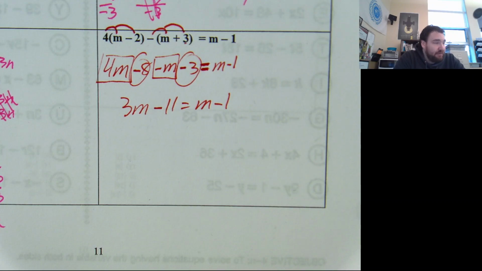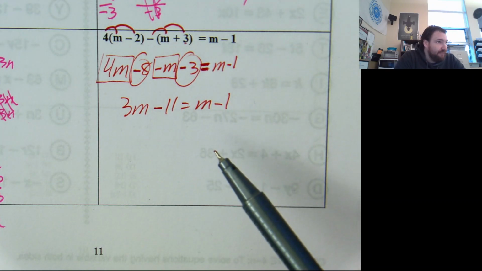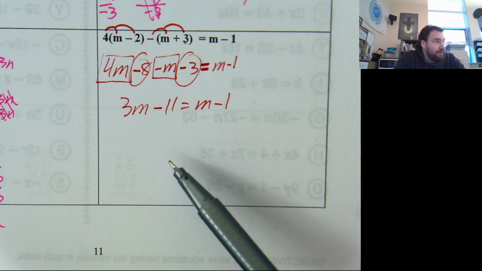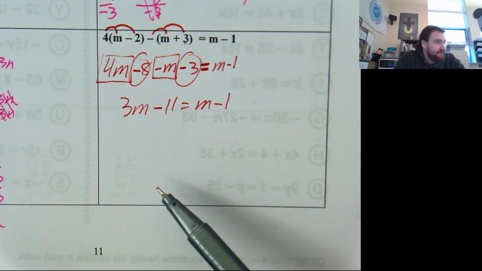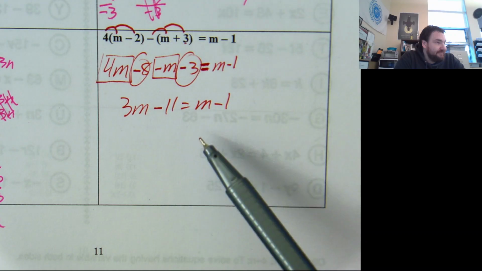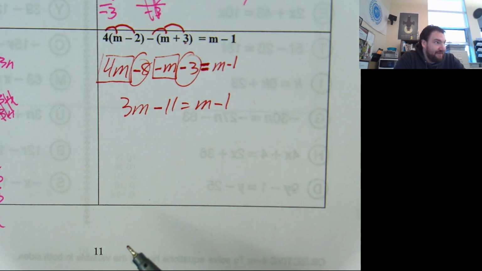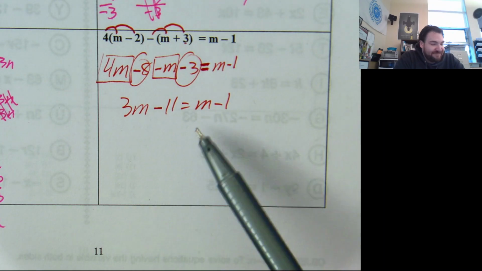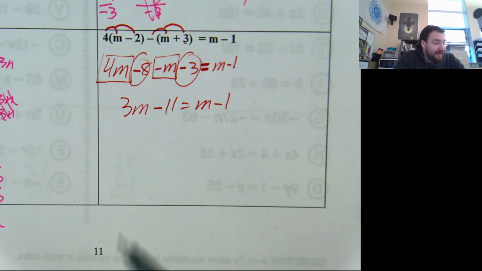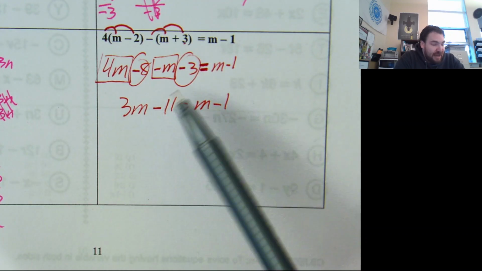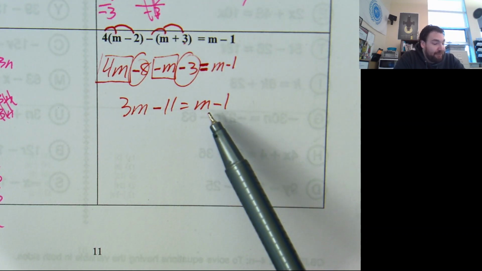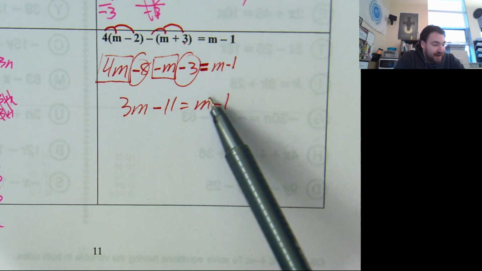So now, we want to bring everything over. Do I want to bring things left or right? Left. It is in fact left. I knew that. It's left because this 3m is positive. I've only got 1m over here. And if I bring this guy over to this side, I'm going to have to subtract it over.